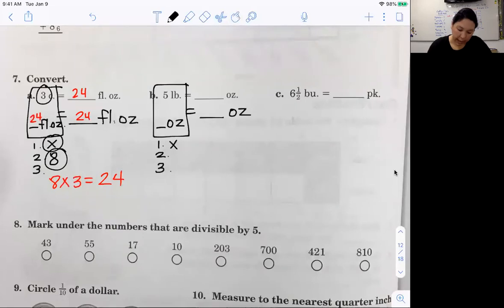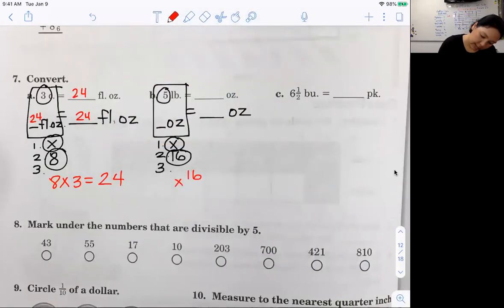All right, and we are going to think of our special number. So does anyone remember how many ounces in a pound? 16 ounces in a pound, very good. So once I know 16 and I know my times, I just times it by the number in the box. I'm gonna do that in red. 16 times 5, let's see what we get.